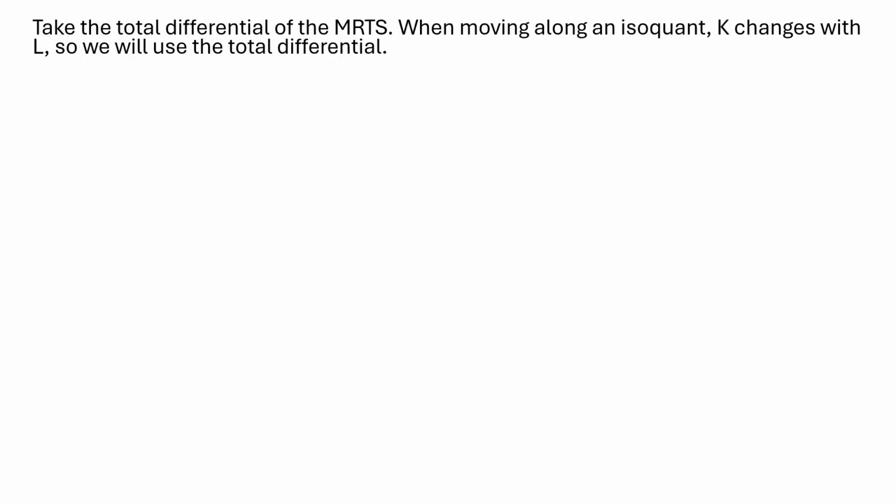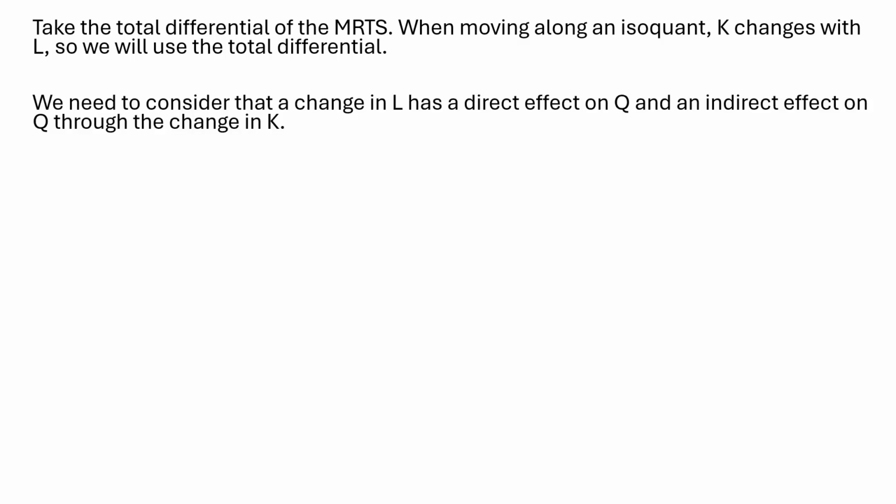We're going to now take the total differential of the marginal rate of technical substitution. Keep in mind, when moving along an isoquant, K changes with L, so we're going to use a total differential. We need to consider that a change in L has a direct effect on the quantity of output and an indirect effect on Q through the change in K.